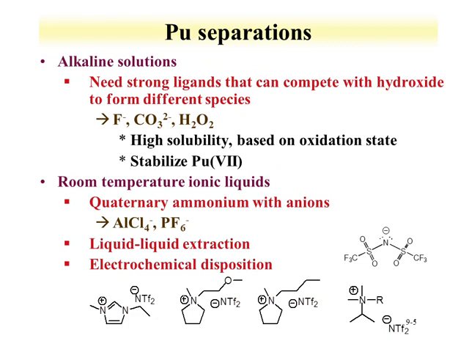And then finally, a review of what we just discussed with room temperature ionic liquids. There are some quaternary ammonium cations with anions. We've discussed liquid-liquid extractions, as we gave a previous example. And then there are electrodeposition studies, and this is something that's really ongoing and a potential route for forming plutonium metal for both experiment and application purposes.